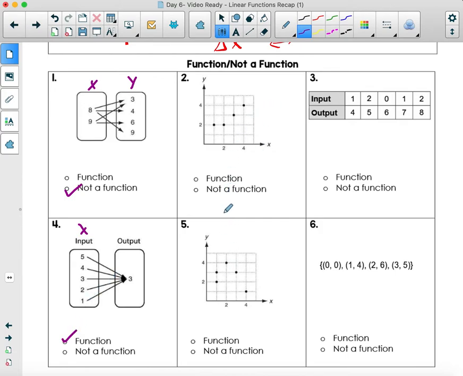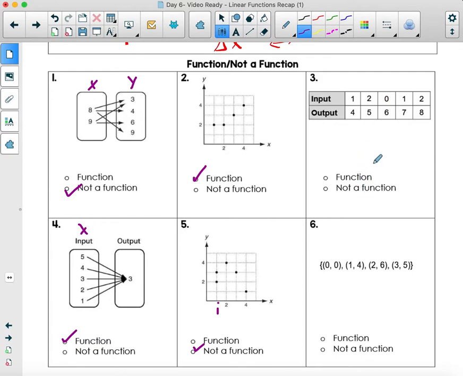For graphs, we used what was called the vertical line test. I need to be able to draw any vertical line I want and hit the graph in one and only one spot, which will happen here. This is a function. It passes the vertical line test. This one is not, because when I draw a line down here, I'm hitting 2 spots. That means that the x value of 1 maps to the y value of 2 and the y value of 3. That's why we have the vertical line test. It will show us when an x value has more than one y value. This one is not a function. It fails the vertical line test.